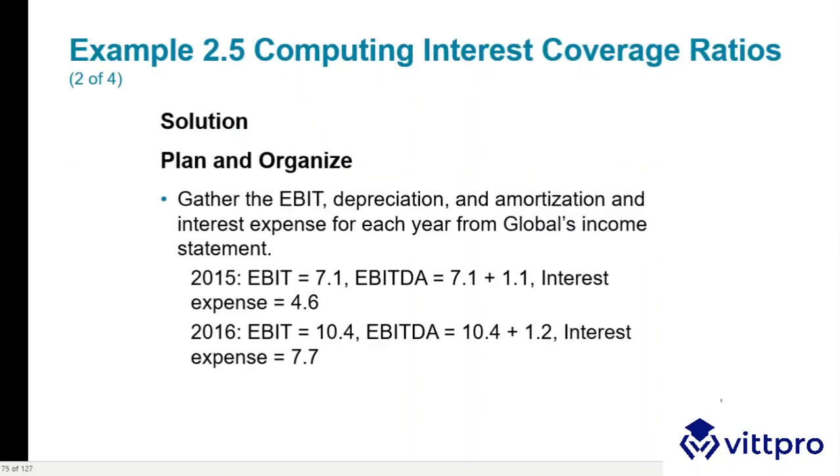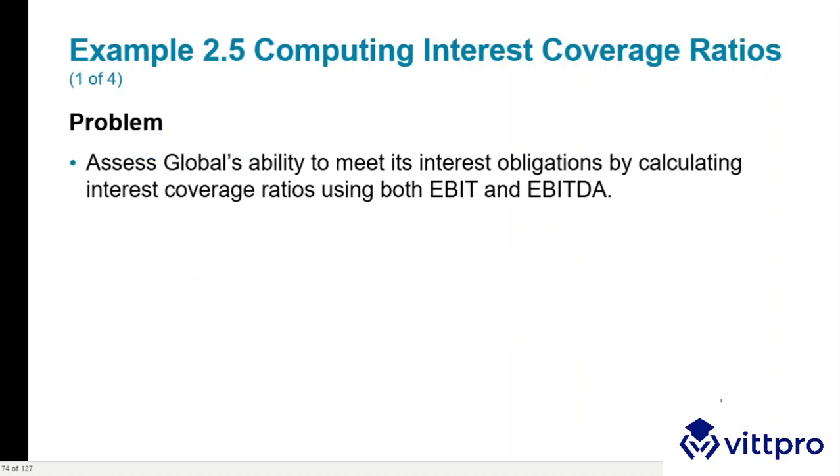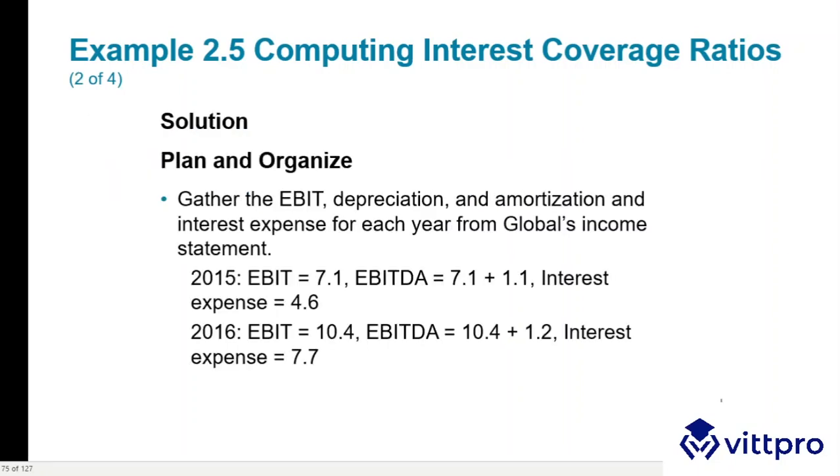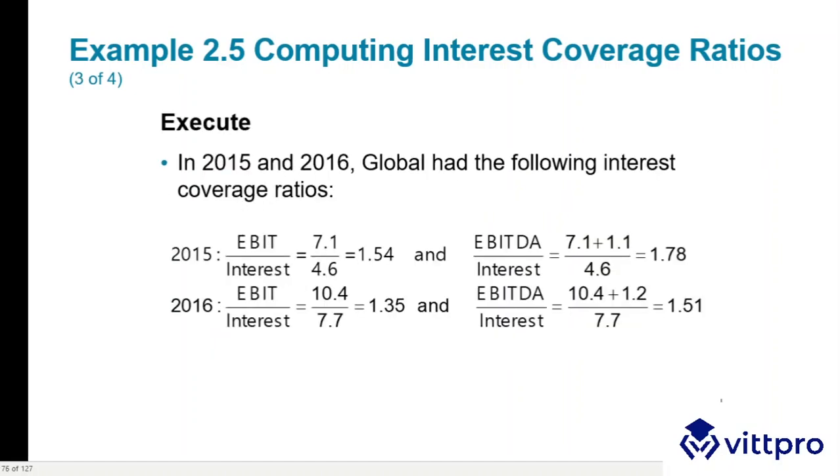So here is again an example in our original balance sheet. If you want to calculate the EBIT ratio, we can gather the information. So the EBIT is 7.1 and EBITDA is 10.4. So you can calculate the 2015 and 2016 interest coverage ratio as 1.54 and 1.35, and based on EBITDA it is 1.78 and 1.51. So it's still higher than the interest, it is more than 1. It means the company is at least able to pay the interest in both years. Their earning is enough, right?